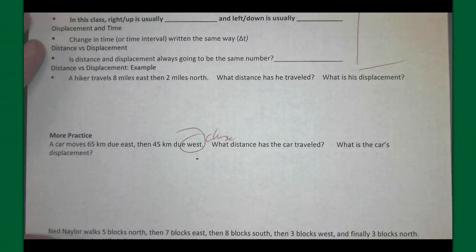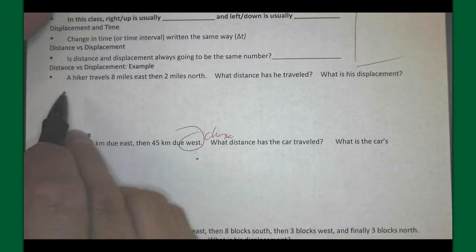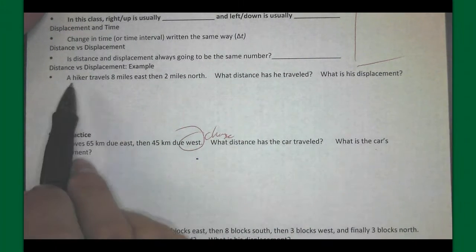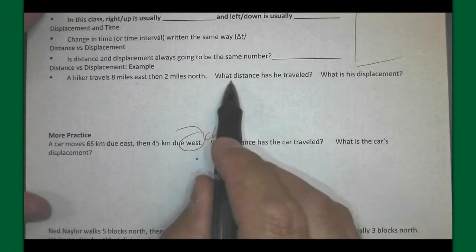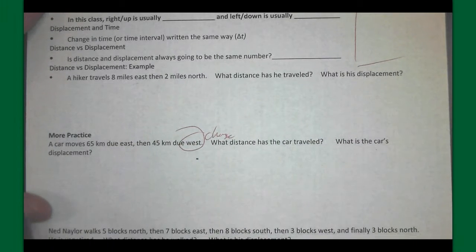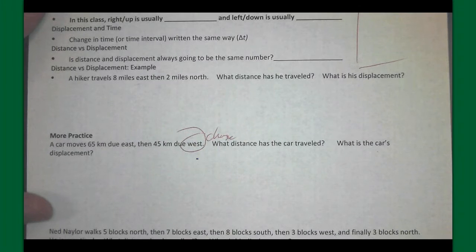Okay, I've switched to your notes. This is the problem that I just gave you in the PowerPoint. A hiker travels 8 miles east and then 2 miles north. I want to know what distance he traveled and what's his displacement. All right, the first thing I want to do when we are given problems like this, and it'll happen in the future again, is we need to draw a picture. It's always a good idea to draw a picture with every problem you get.